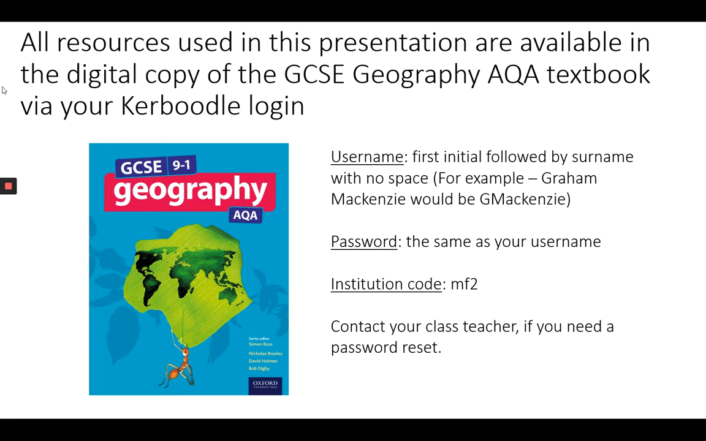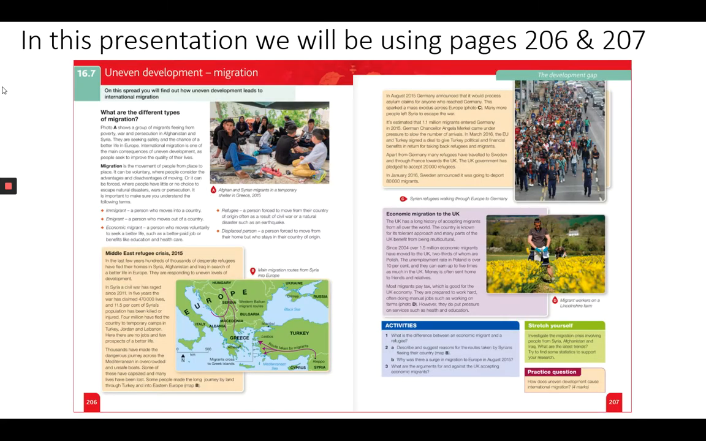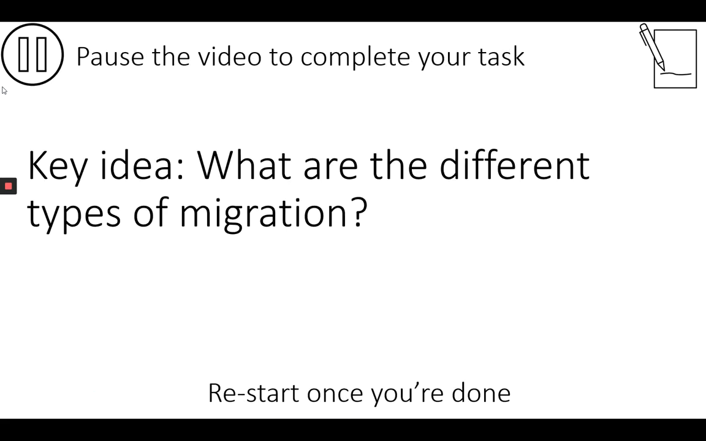I know many of you have been using the Caboodle textbook alongside these videos. If you haven't, then maybe now's the time to try. The access details are on the screen. We'll be using pages 206 and 207 throughout this video. Pause the video whilst you add the first key idea.